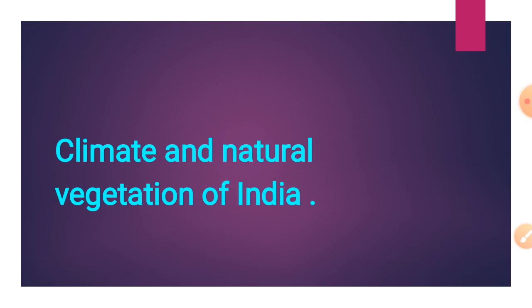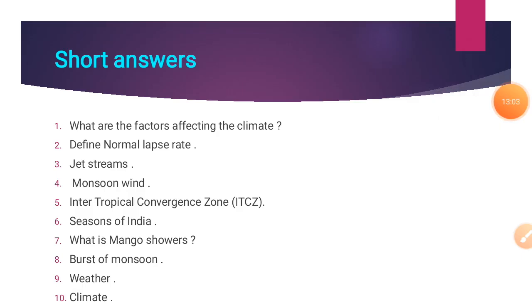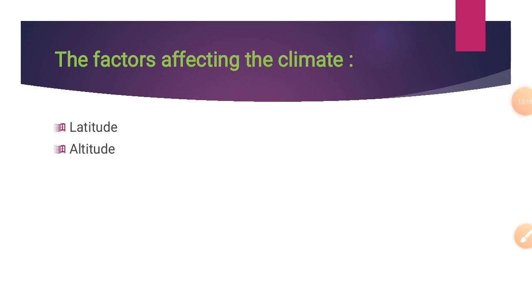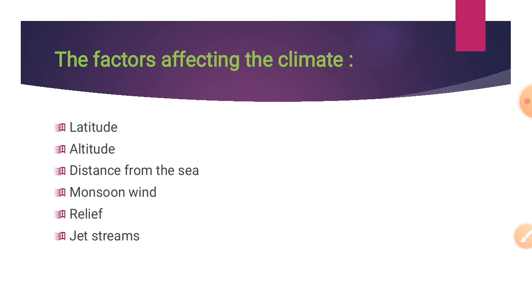Next, move on to the second lesson, that is Climate and Natural Vegetation of India. From the second lesson, these are the questions which will be asked in your examination. The first question is, what are the factors affecting the climate? The factors affecting the climate are latitude, altitude, distance from the sea, monsoon wind, relief, and jet stream.